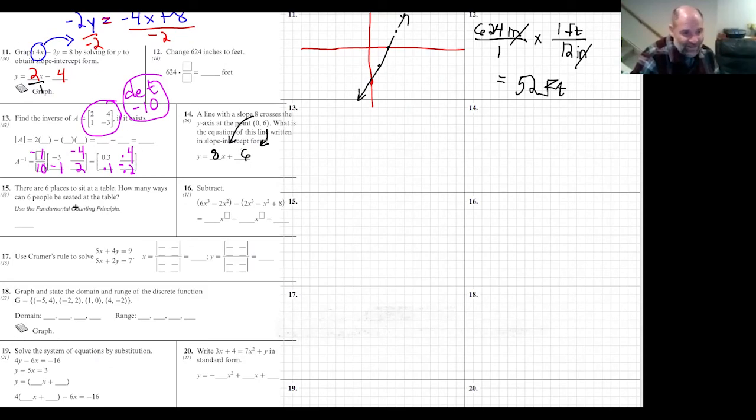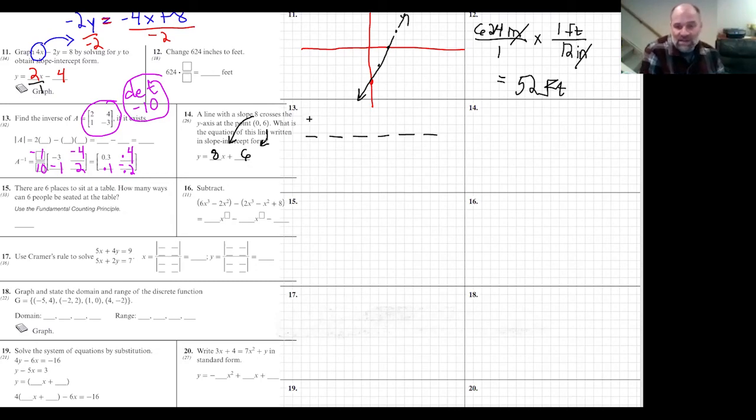All right. Number 15. You guys good with 14? All right, number 15. There are 6 places to sit. Permutations, combinations. Okay, so here, if there's 6 places to sit, I'm going to put my 6 places here, and use the counting principle. How many different ways can 6 people be seated at the table? There are 6 places to sit at a table, and there's 6 people.